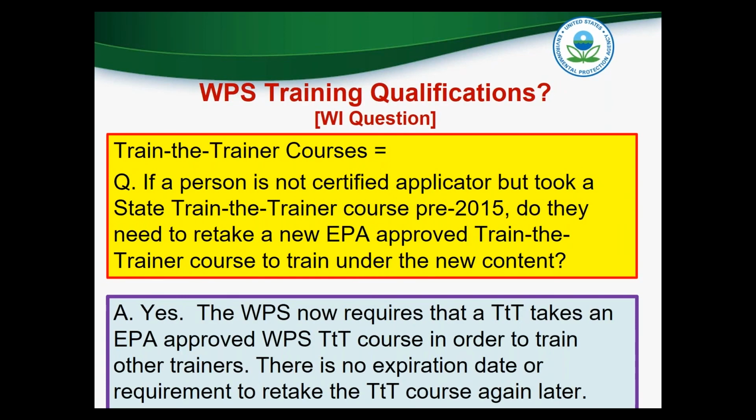Training qualifications from Wisconsin. The person is not a certified applicator, but took a state train-to-trainer course prior to the revision of the rule. Do they need to retake the new EPA-approved train-to-trainer course to train under the new content? And of course, the answer is yes. The WPS now requires that a train-to-trainer takes an EPA-approved course in order to train other trainers or workers. There's no expiration date for this, however, and there's no requirement that they retake the course later. Next slide.